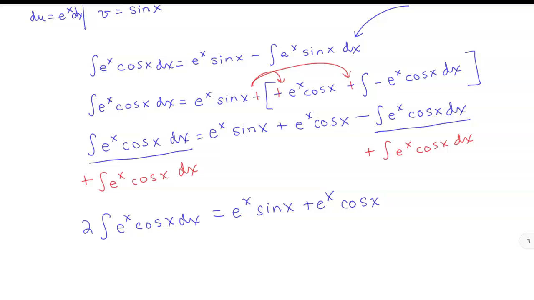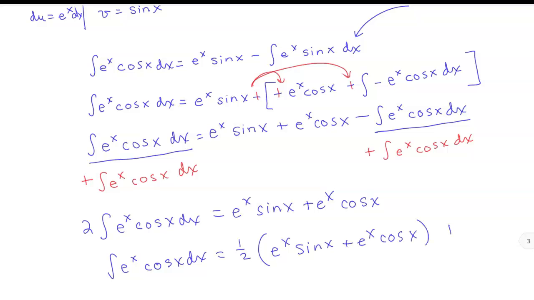So I just need to divide both sides by 2 or multiply both sides by 1/2. So I'll get the integral of e to the x cosine x dx actually equals half of e to the x sine x plus e to the x cosine x. You can't forget the plus c. You could also factor out that e to the x.